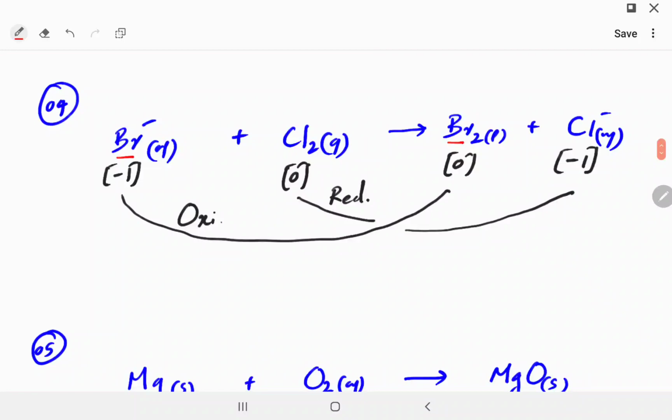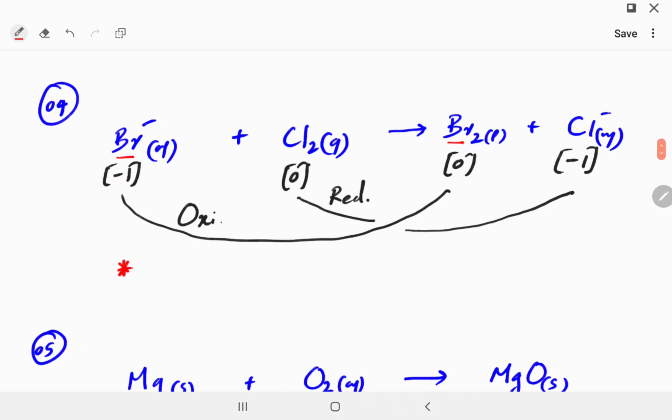So the first thing that you do is balance bromine. Before worrying about the differences in electrons, first you want to balance whatever species you have that are being oxidized and reduced. That is a new step that we do.